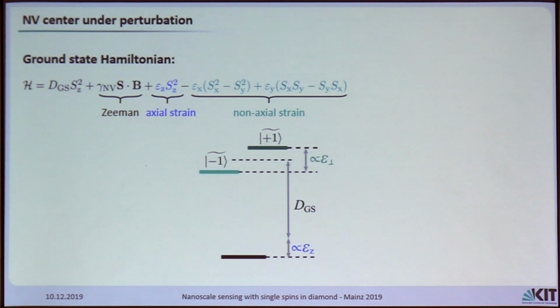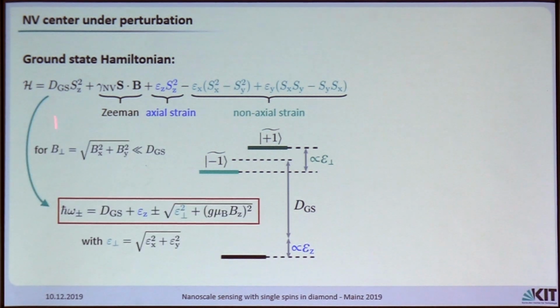non-axial strain has 2 effects. So we have a splitting of ±1, as you see here, comparable to the Zeeman splitting. And we have a mixing of those two states, which can sometimes be exploited for experiments, but in case of sensing, we don't take much care for that. We just look at the splitting, and then we see, okay, we have a certain axial strain or not.